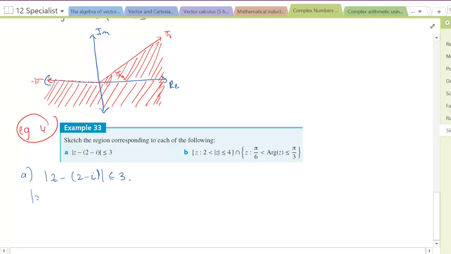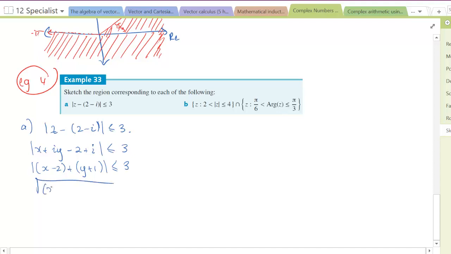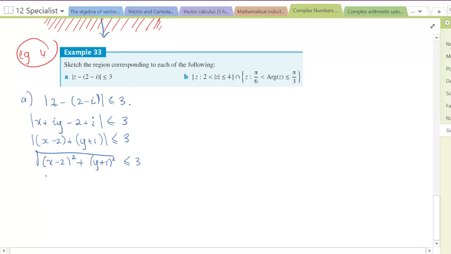So if we start by saying this is x plus iy and subtract 2 plus i is less than or equal to 3, we have x take 2 and we have y plus 1, and now we've got square root of x take 2 squared and y plus 1 squared is less than or equal to 3. And that leaves us with the circle equation x take 2 all squared plus y plus 1 all squared is less than or equal to 9.